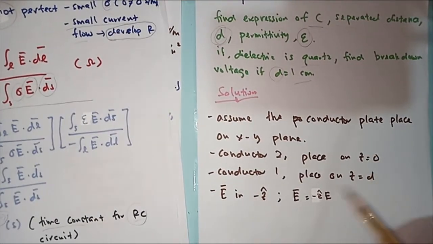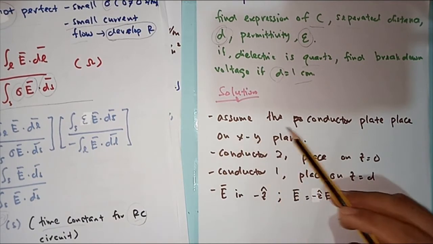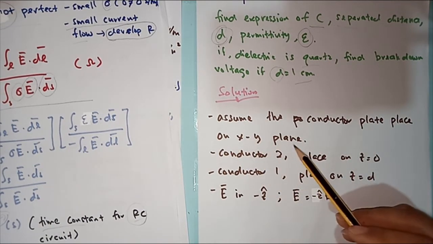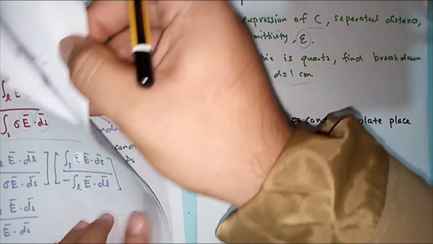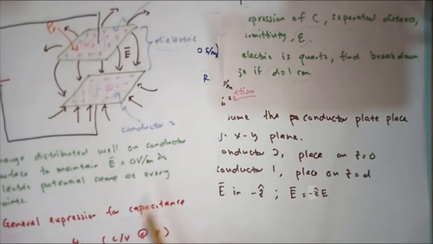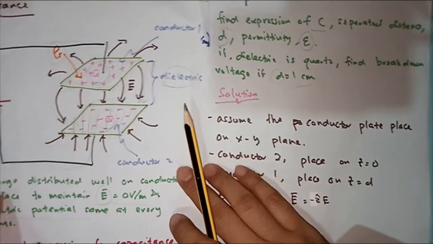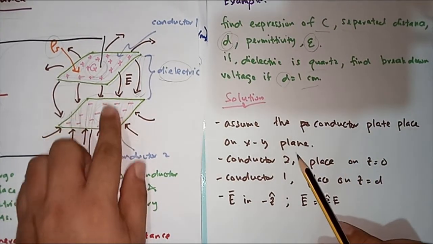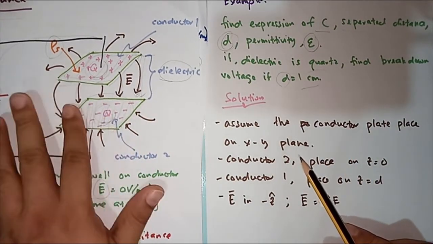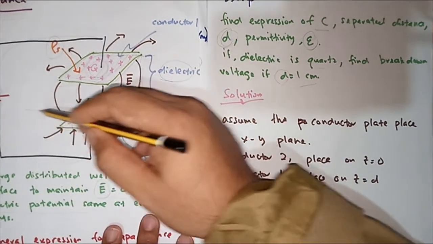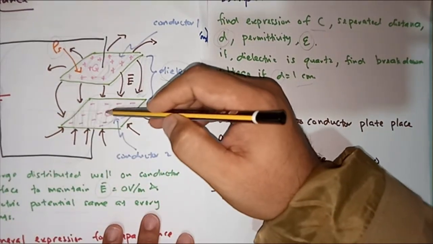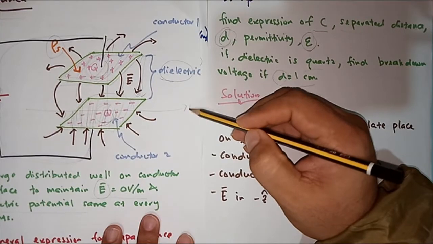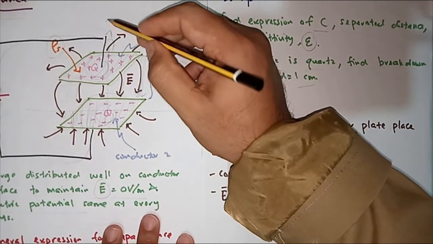Alright, first let's assume that the conductor plate is placed on the XY plane, by referring to the figure that I showed earlier in this video. So this figure. Firstly, we assume that our conductor plate is placed on the XY plane. So this is our XY plane here, and this is our Z axis.